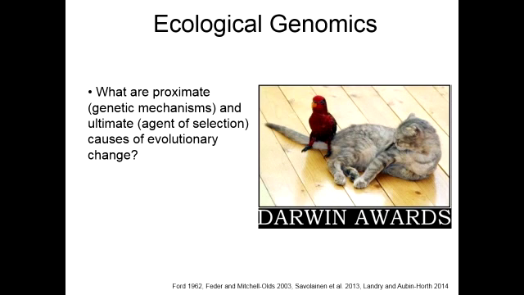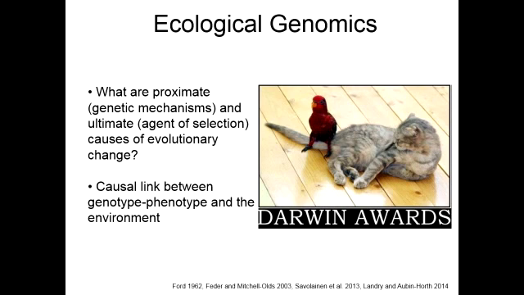The general goal of ecological genomics is to determine what are the proximate and ultimate causes of evolutionary change. And to get at this, we are really talking about a causal link between genotype, phenotype, and the environment. Now, in most cases, it can be a little tricky to determine what is the link between the phenotype and the environment. In some cases, it's a little easier.